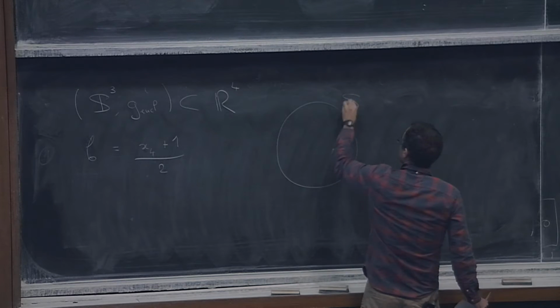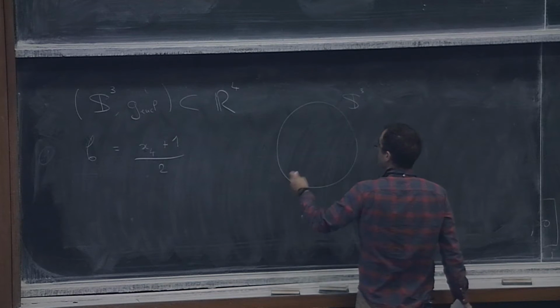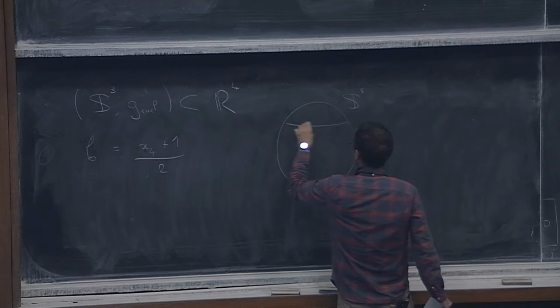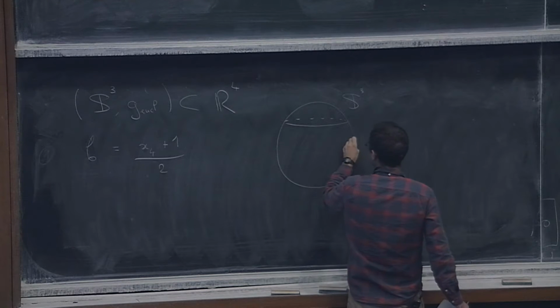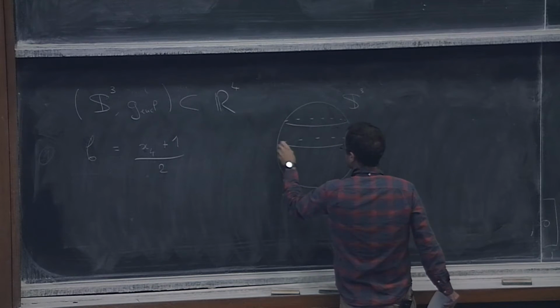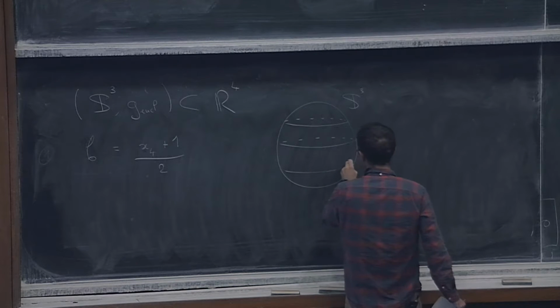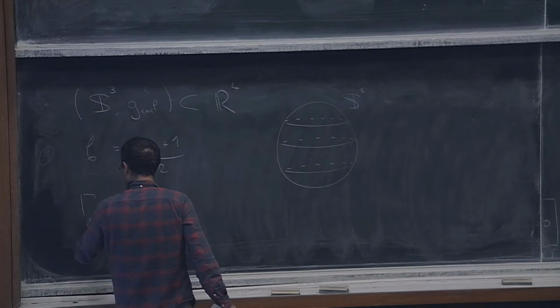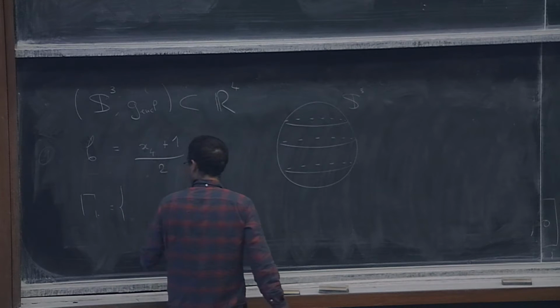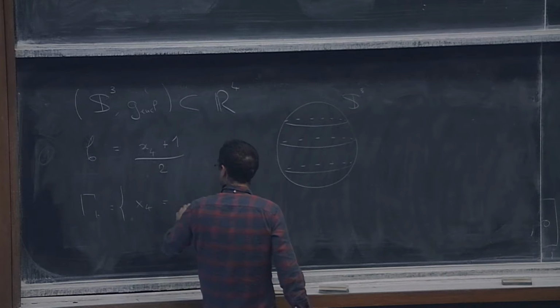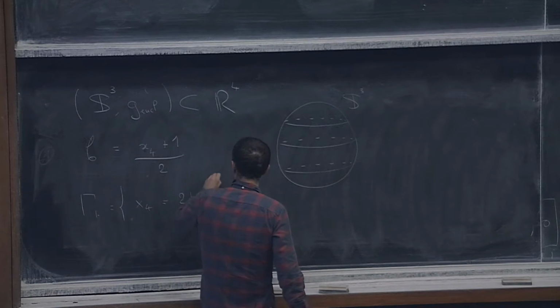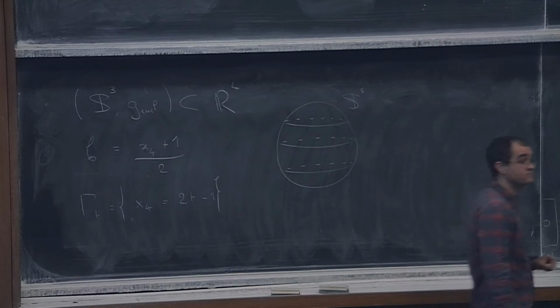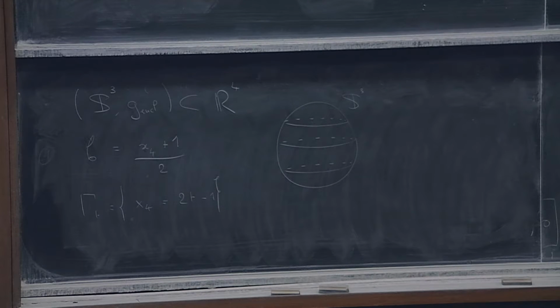So this is your S3. And what are the level sets? They are just parallels along the sphere. So you have a sweepout, which is just gamma_t, the set of points such that x4 is equal to 2t minus 1. So you have a sweepout like this.